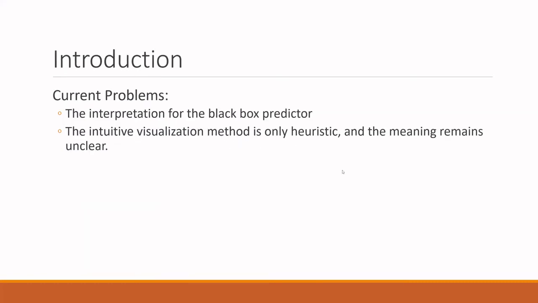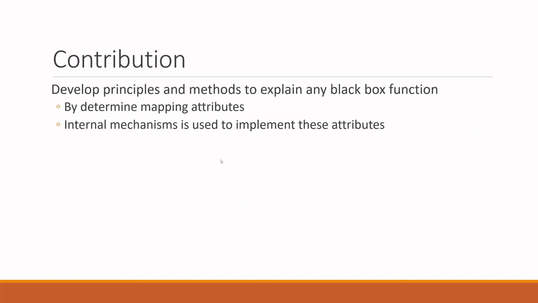The existing problem of interpretation for black box predictors is that intuitive visualization methods are only heuristic and their meaning is unclear. Black box predictors such as deep neural networks are powerful but opaque. People are interested in explaining and understanding them after they are learned by DNN. This is still an unresolved issue. One reason is that we lack a standard interpretation for classifiers. Black box functions are learned from data automatically, and we want to know about this function.